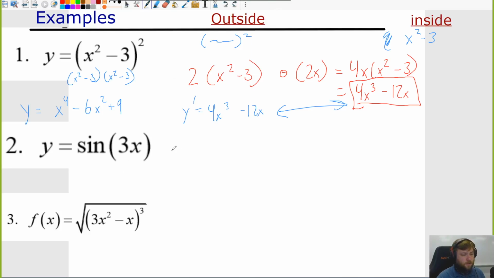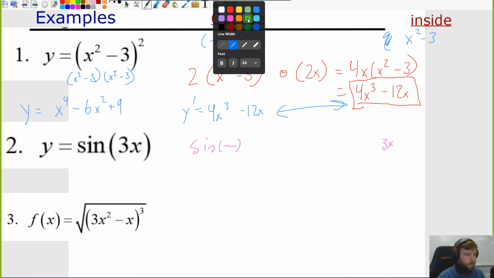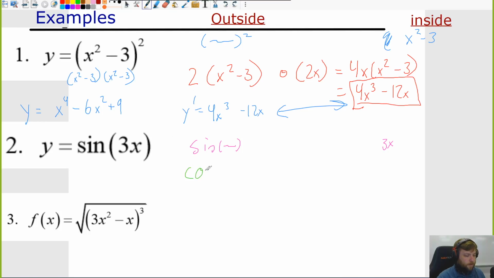Sine of 3x, the derivative of the outside. So remember, the outside is sine of something, and the inside was 3x. So then when I derive this, it's going to be cosine of 3x times the derivative of that, 3. And if you want to write it like 3 cosine of 3x, typically we put the coefficient first, but this is still a correct answer.